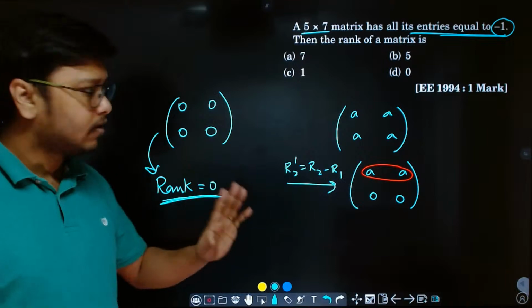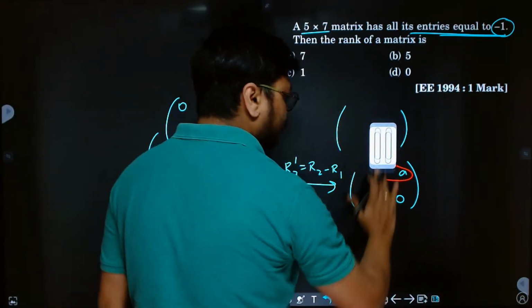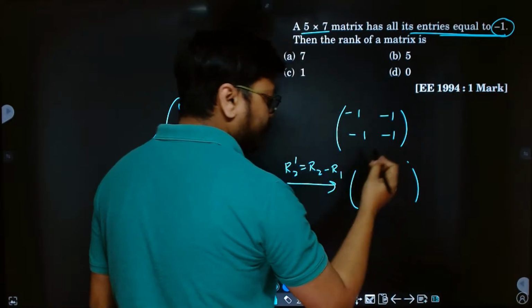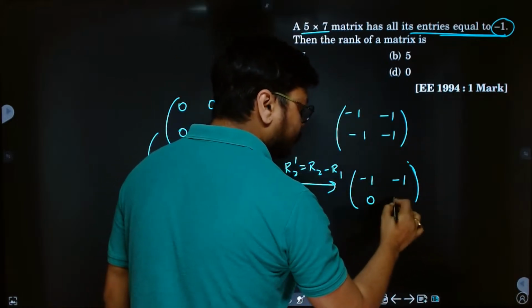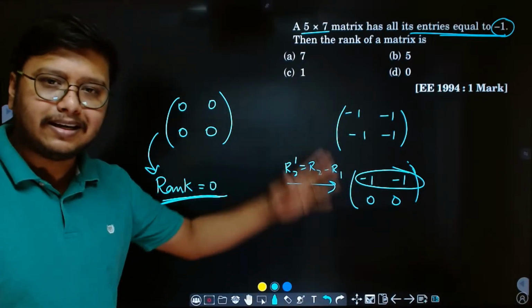At least one. Okay. So now here it is saying that all the entries are -1. So -1, -1, -1, -1. If you do this operation, you get -1, -1, 0, 0. So one row is still remaining, so rank will be at least one.